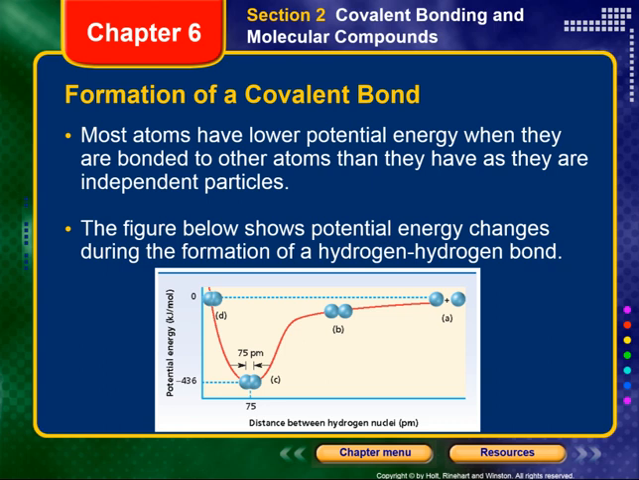This figure below shows the potential energy changes during the formation of a hydrogen-to-hydrogen bond, and we're going to refer to a hydrogen-hydrogen covalent bond several times throughout this video lecture. I want to point out that on the y-axis we have potential energy measured in kilojoules per mole, so it's how much energy is present in the system. And on the x-axis we have the distance between the 2 hydrogen nuclei. So as we go to the right on the x-axis, the distance between the 2 hydrogen nuclei is increasing.